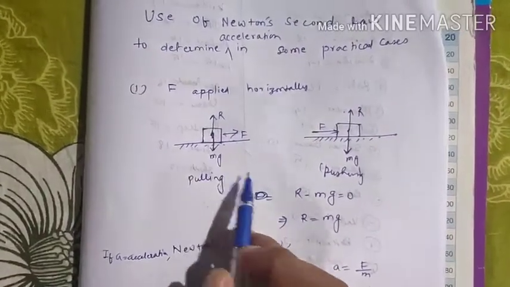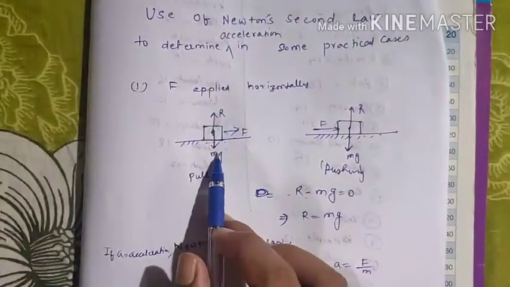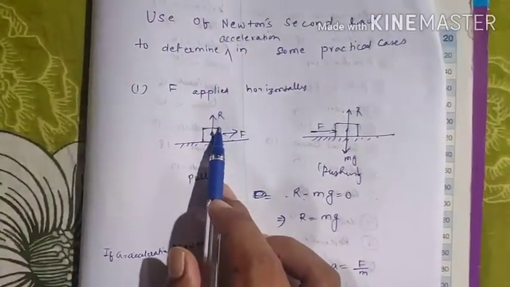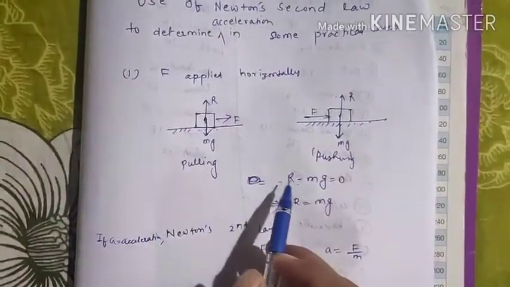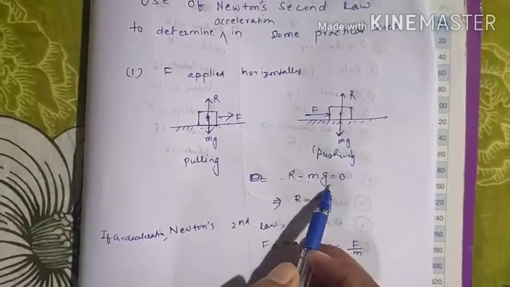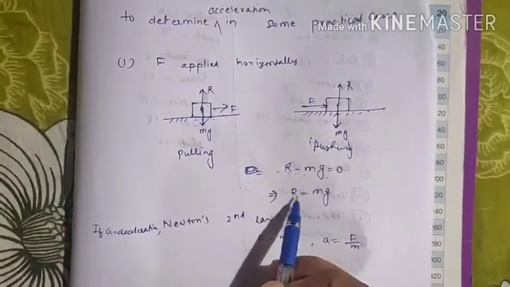So the net force is R minus mg equals 0. This weight balances this normal reaction force, or the normal reaction force balances the weight, so the net force is R minus mg equals 0. As a result, we can write that R, the reaction force, equals mg.